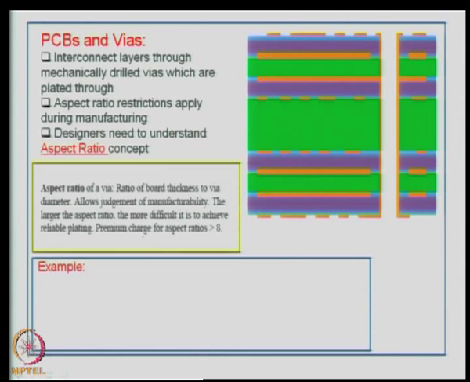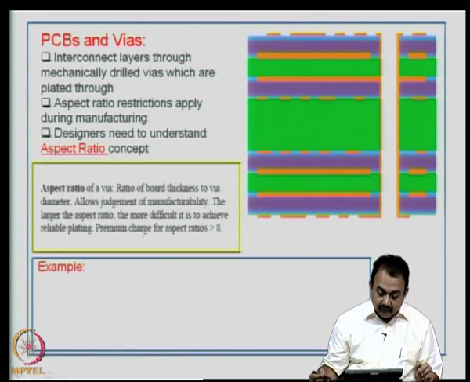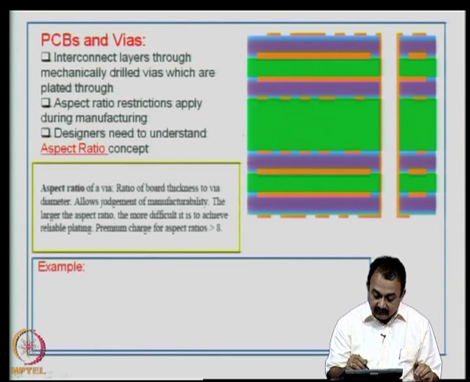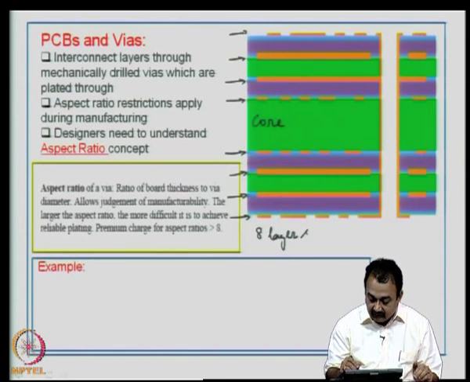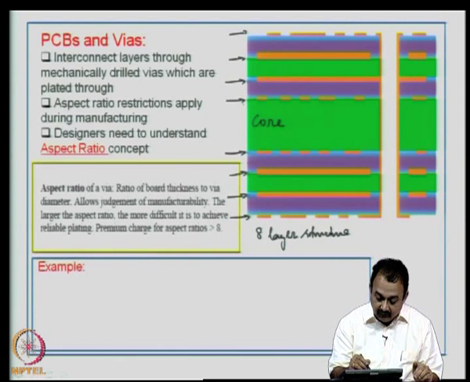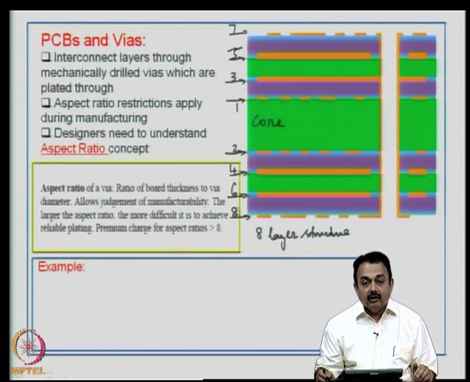Now, this is a cross section which shows the various interconnect layers. You can see this is the core structure. You can see copper 1 and copper 2 here. Then you can see copper 2, copper 3, copper 4, copper 5. Then you have copper 6, 7, 8. Typically this is an 8 layer structure. So, you have a 1, 2, 3, 4, 5, 6, 7 and 8 layer copper structure.